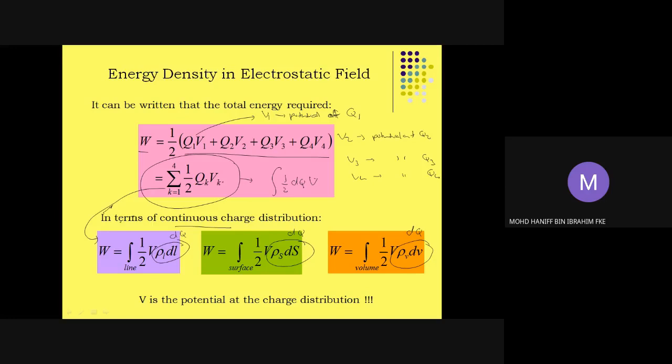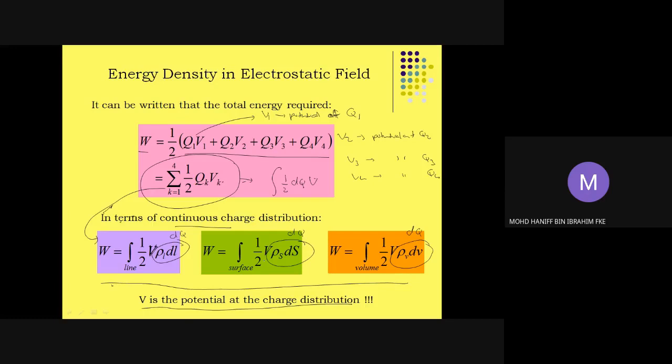Okay, so from the definition we learned just now, this particular Vk is basically the potential at that particular charge. The same thing applies here, in which this particular V should be the potential at your charge structure. That's why I mentioned here that V is the potential at the charge itself. Okay, so this is the equation that can be used to calculate the energy conserved in your charge structure.